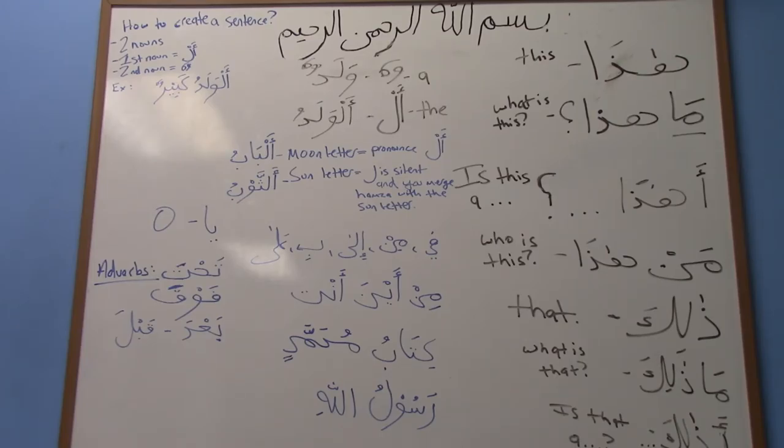So on page number 28, there are some more examples of how to create the possessive phrase. Let's do it together really quickly just to make everything easier. We're given two nouns, kitabun Muhammadun. We have to make it into a possessive phrase. Possession and possessor.